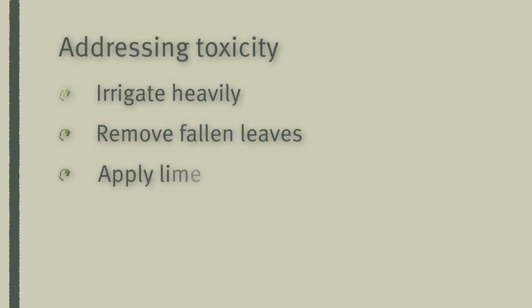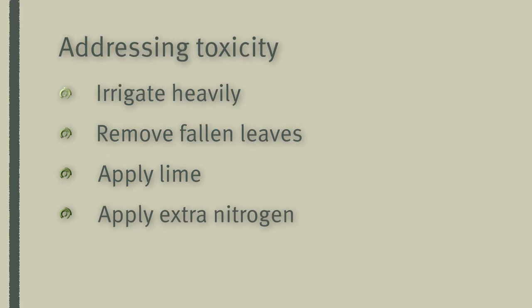Apply lime, dolomite or gypsum to tie up boron into less available forms. Apply extra nitrogen to induce leaf flush in order to dilute the boron within the tree. And avoid pruning, as this will further concentrate boron in the tree.